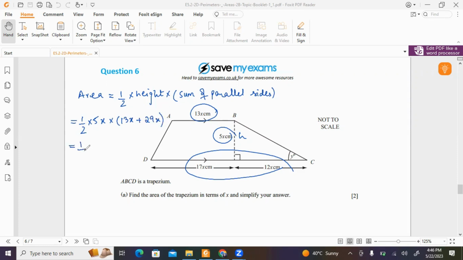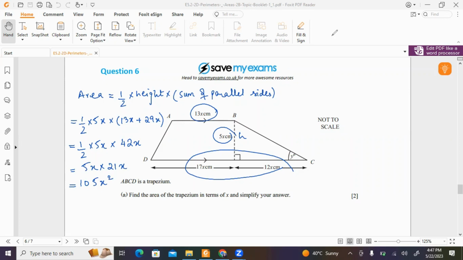That's going to be 1 over 2 times 5x times 33x, which gives 82.5x squared. That is our area of the trapezium in terms of x. And I don't think we can simplify this further, so that would be our answer for part A.